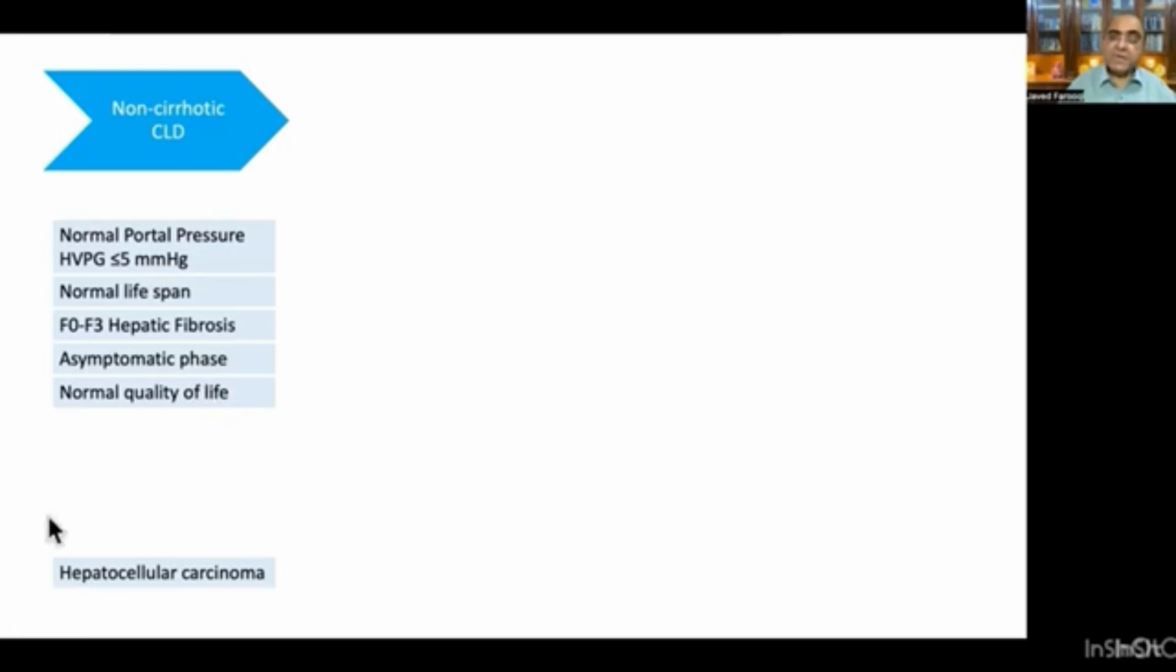Remember, these patients are not immune to developing hepatocellular carcinoma. They may develop hepatocellular carcinoma, especially in chronic hepatitis B cases.